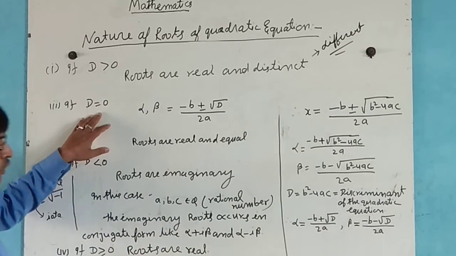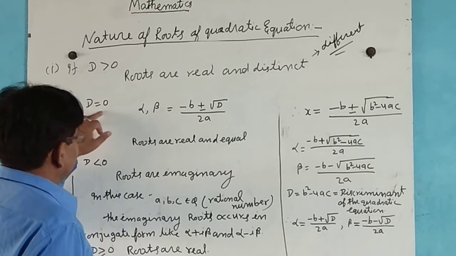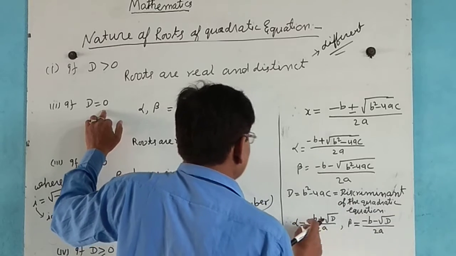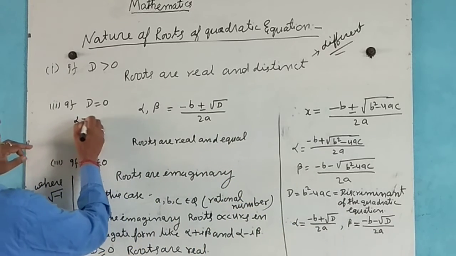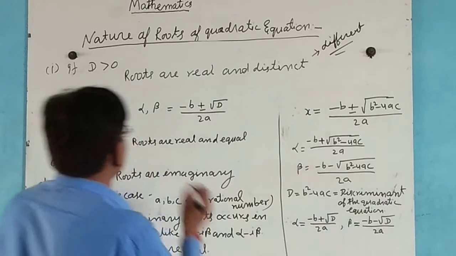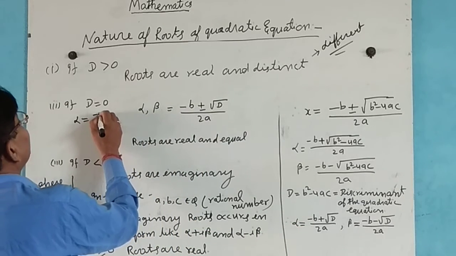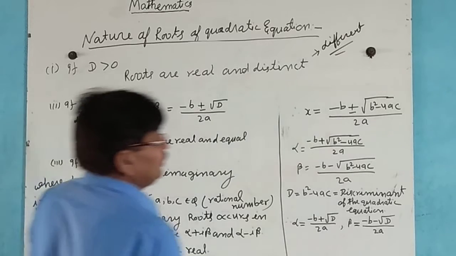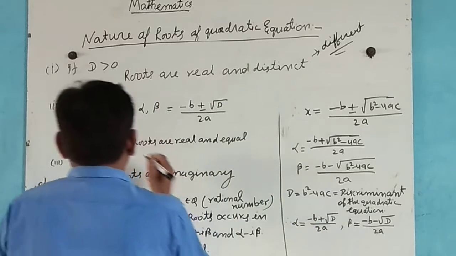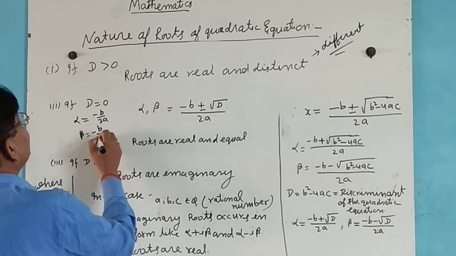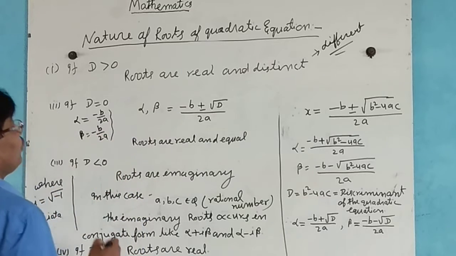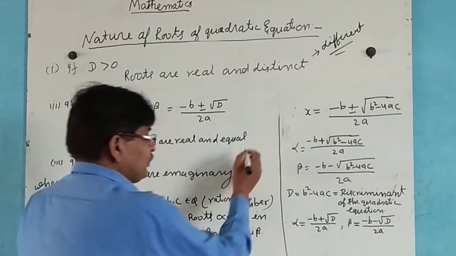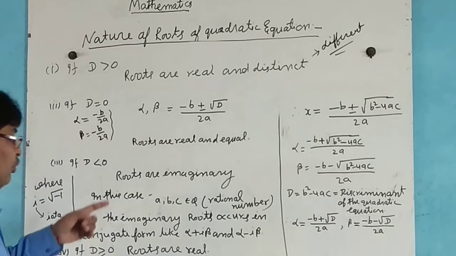If d equal to 0, in this case d equal to 0, this quantity becomes 0. In this case, alpha equal to minus b by 2a and beta equal to also minus b by 2a. In this case, both roots are equal, and roots are real and equal. Roots will be real and equal.